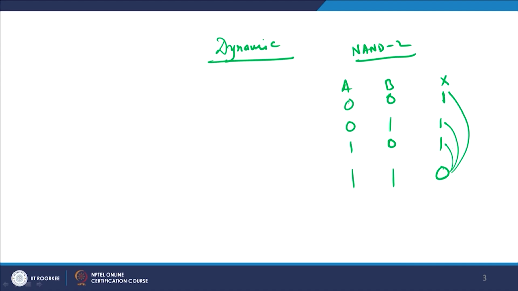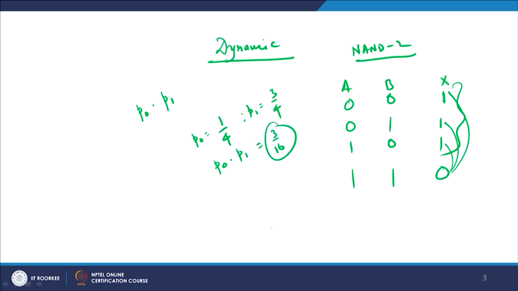So, if you want to find the probability of 0 to 1, you need to find the probability of 0 multiplied by the probability of 1. Probability of 0 is 1 by 4, because there are 4 outputs and one of them is 0, and probability of 1 is 3 by 4. Simply multiply P0 by P1 and you get 3 by 16 as the probability of 0 to 1.